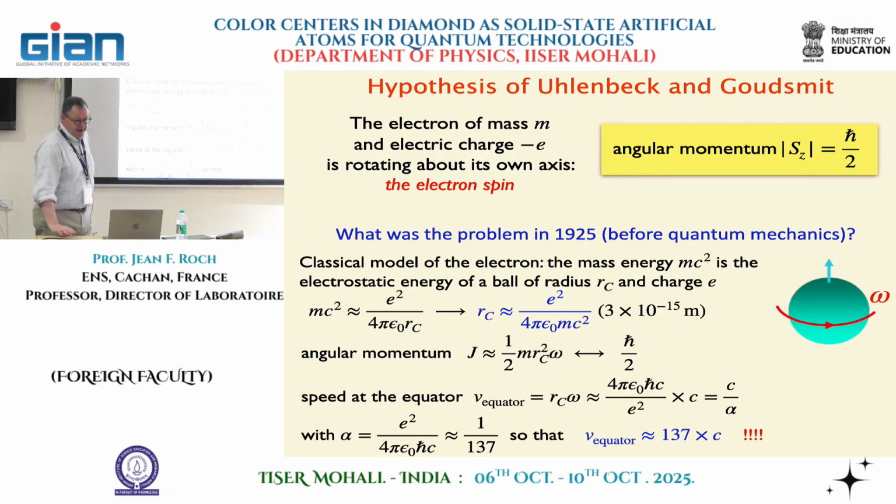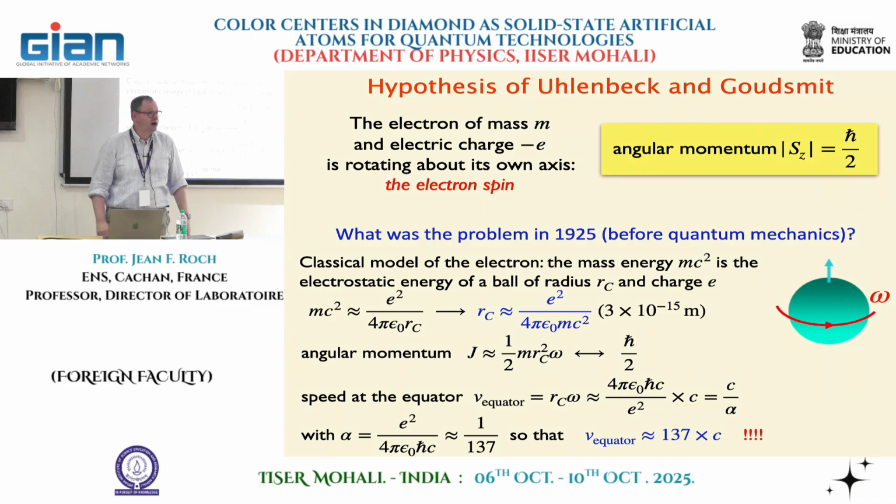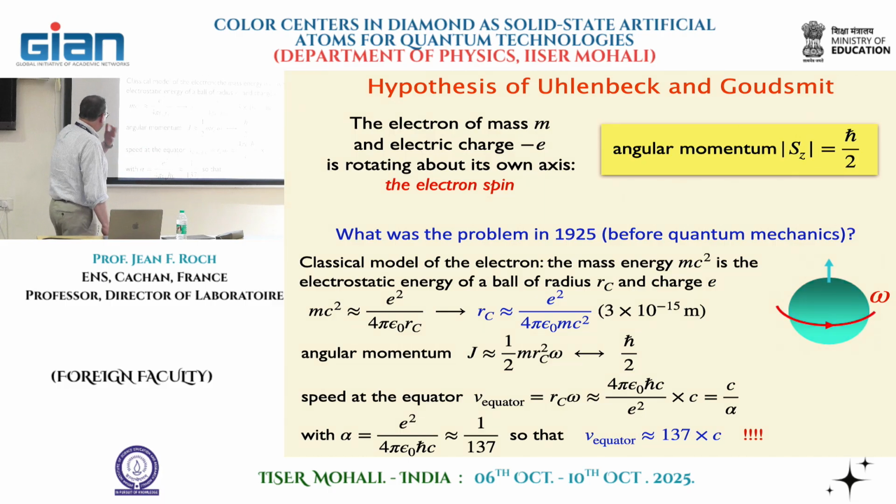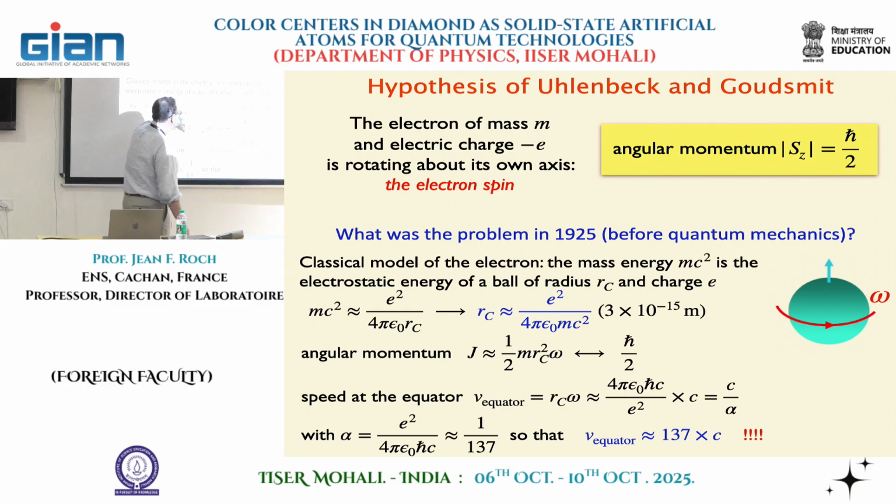So, what was the problem with that? We are still earlier than quantum mechanics, and if we take this electron rotating on itself, I take a classical model of the electron that tells me that the mass energy mc square, where c is the speed of light, is the electrostatic energy of a ball with a radius r_c, embedding the charge e of the electron. Then using this formula, I can compute the classical radius of the electron, which is of the order of 3 × 10⁻¹⁵ meter. Okay.